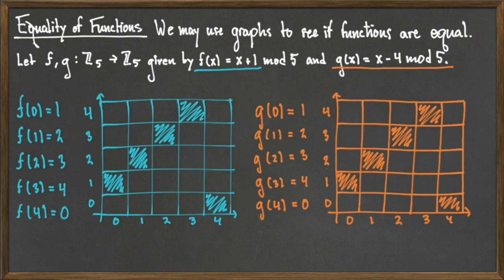f and g are functions that are defined differently. With f, I add 1 to each input, and with g, I subtract 4 from each input. But even though the arithmetic is different, the graphs of the functions are the same. This tells me that f and g are actually equal as functions.